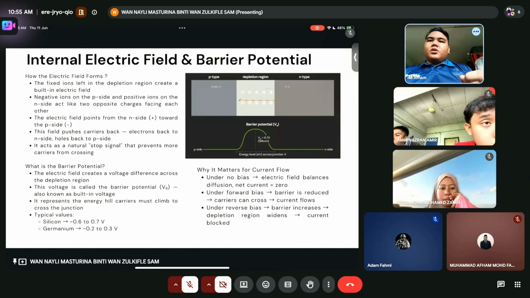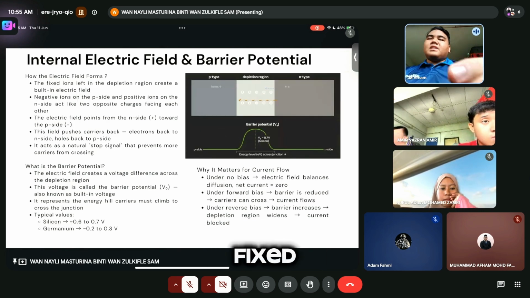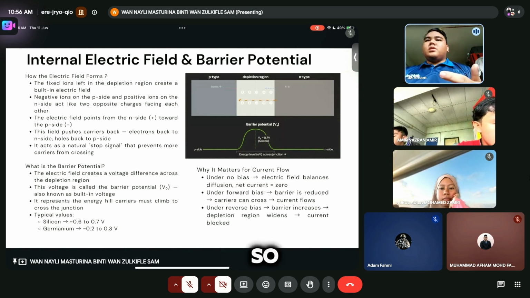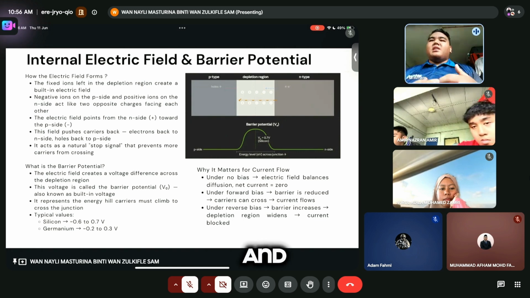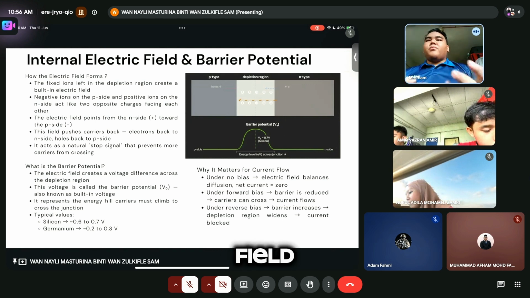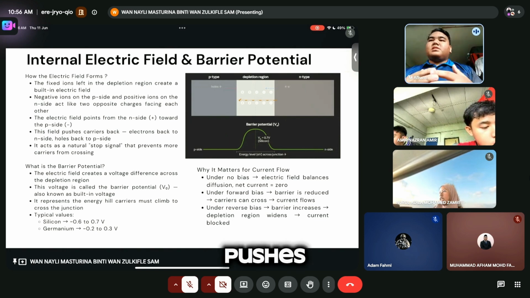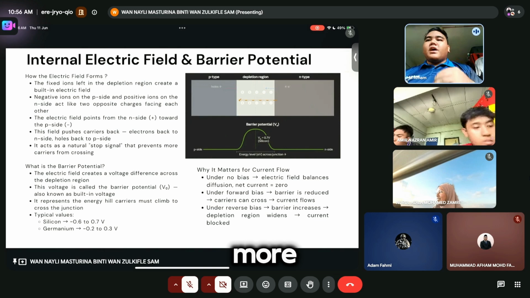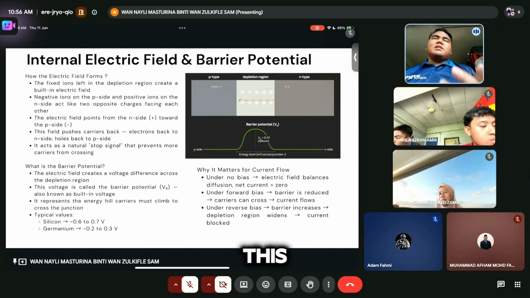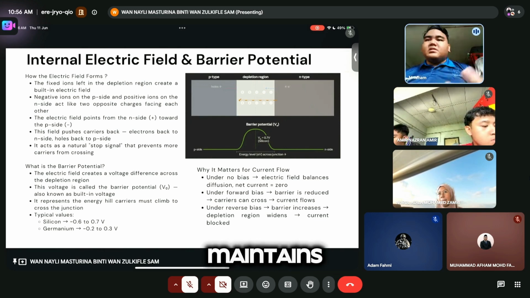So we left off with fixed ions sitting in what we call the depletion region: negative on the P side, positive on the N side. And these ions don't just sit there. They actually create a built-in electric field pointing from the N side towards the P side. Think of this field as a wall. It pushes electrons back to the N side and holes back to the P side, stopping any more carriers from crossing. This is how the depletion region maintains itself.